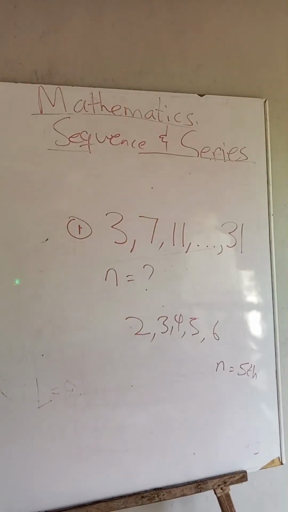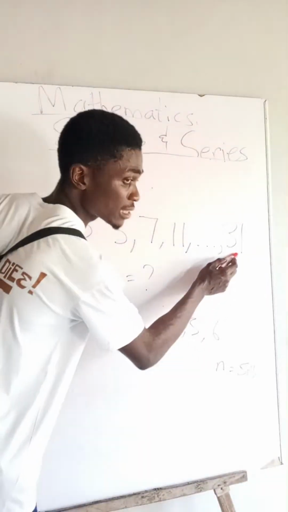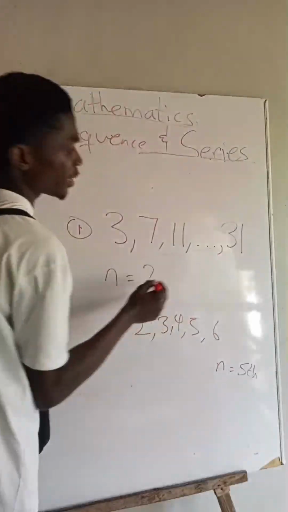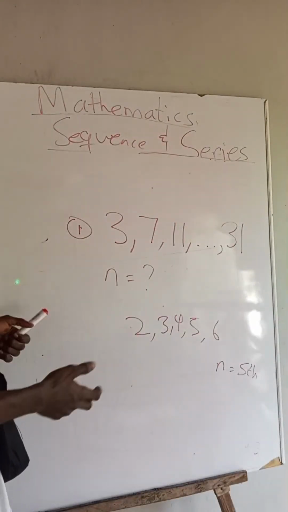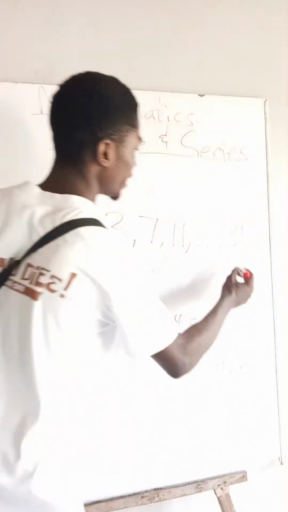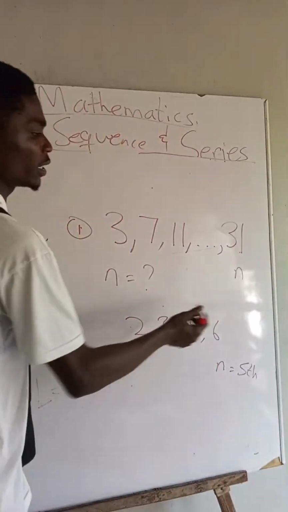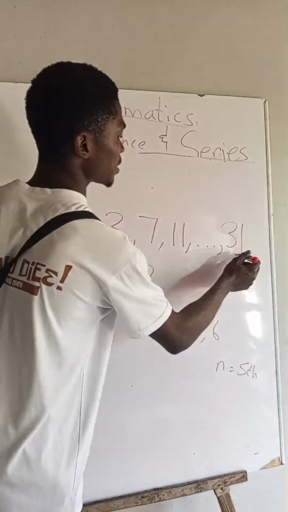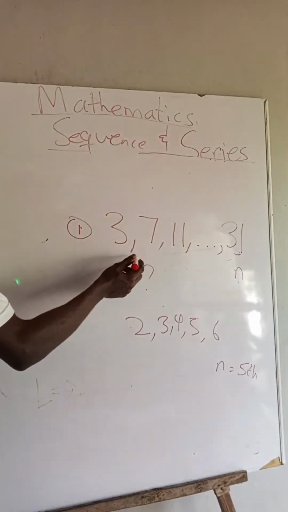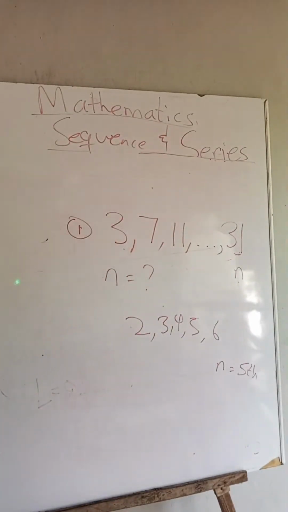Maybe some of you are watching me and you can't follow. So that's it. In other words, you are coming to find the position of this last number. That's all. We are coming to find the n of this number. When you get the n of this number, it's the same as the number of terms in this sequence. Is it clear? Please, those online, let me know whether you understand what I'm teaching here.